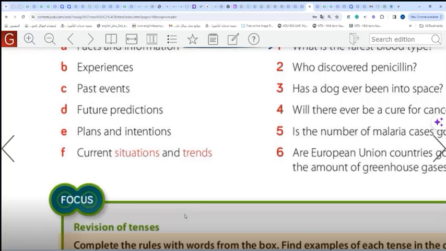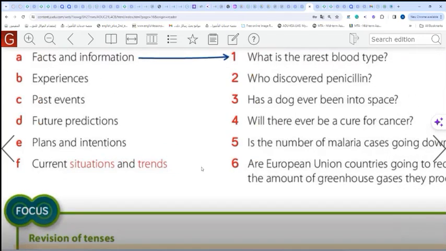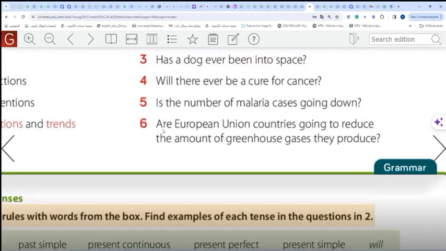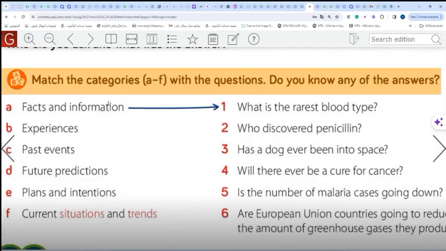So dear students, intentions means النوايا. Plans, of course الخطط, as you know. So plans and intentions are expressed by using the going to structure, going to plus infinitive. Okay, don't forget. Let's check your answers quickly.